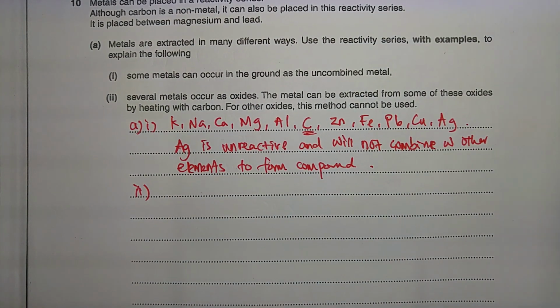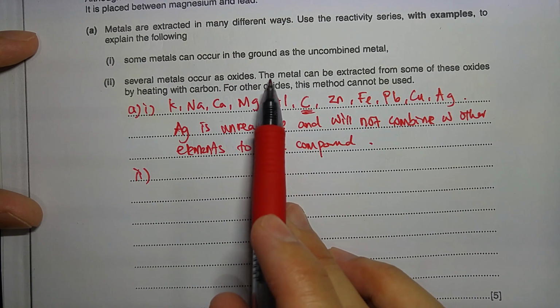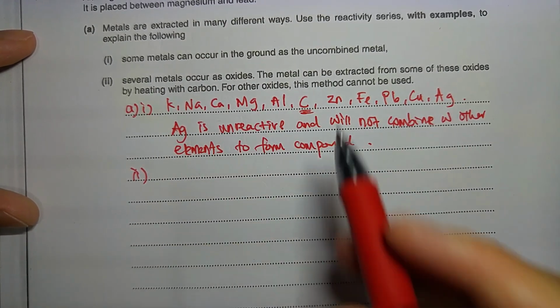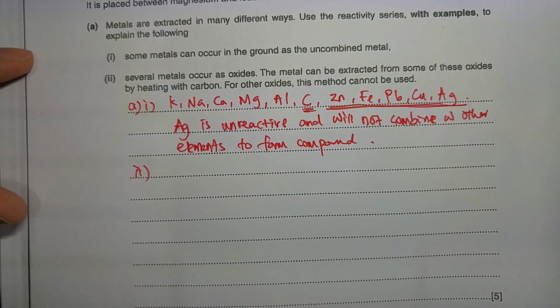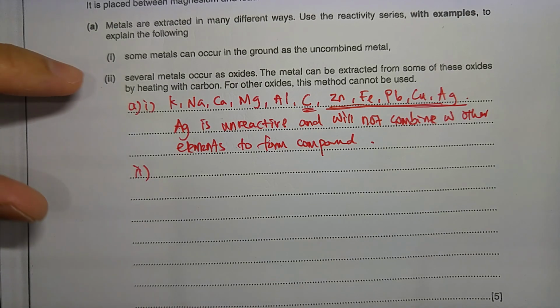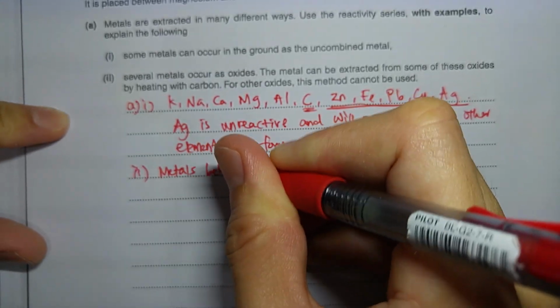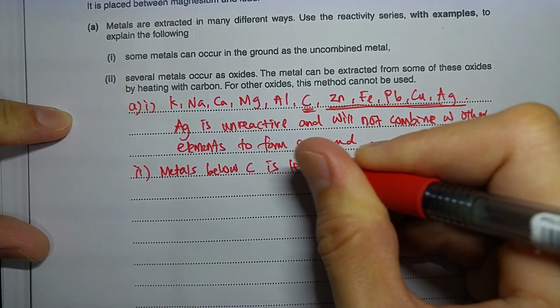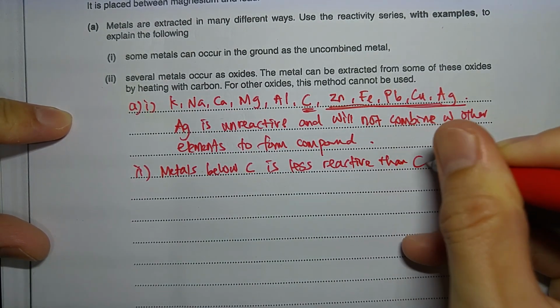Okay, then for part 2, several metals occur as oxides. The metal can be extracted from some of these oxides by heating with carbon. For other oxides, so some they are oxides and you can extract the metal by heating it with carbon. Then of course these are the ones which can be extracted by heating with carbon. So which are the oxides? So you can just say metals below carbon is less reactive than carbon. So you have to explain, it's less reactive than carbon.